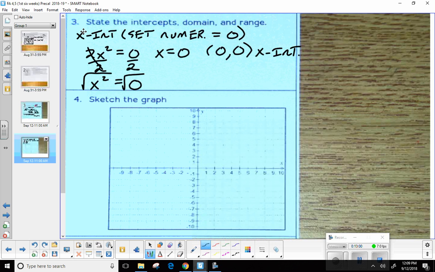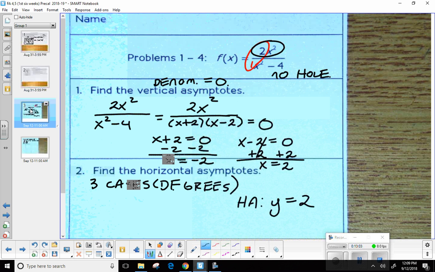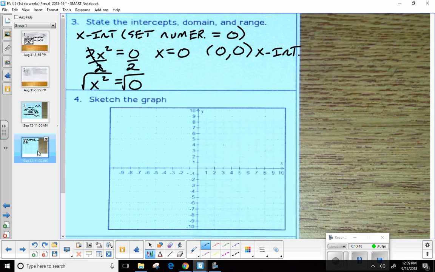Well, what's the shortcut for finding the y-intercept? Yeah, just replace x with 0. So 2 times 0 squared, 0 squared minus 4. So it looks like I'm going to get 0 over what? Negative 4, right? And 0 divided by negative 4 is just 0. So what's my y-intercept? Yeah, it's at 0, 0. And that makes sense because this is the one place where both x and y intersect. So if an x-intercept is the origin, well, the y-intercept is going to be the exact same.